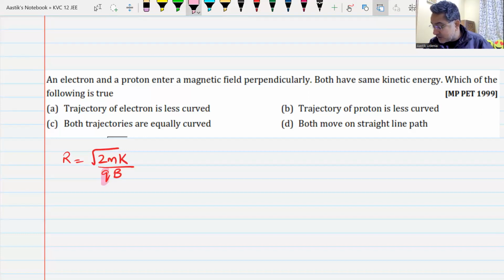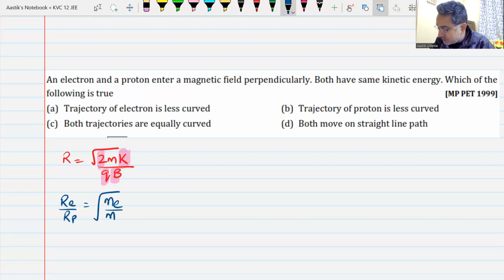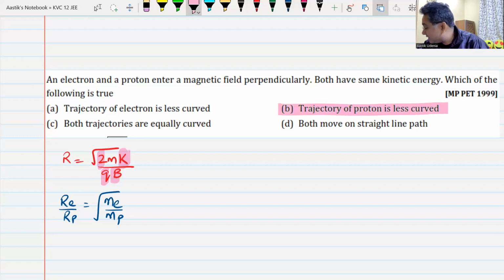Electron and proton both have the same charge. Magnetic field is the same. Kinetic energy is the same. 2 is the same. So radius is directly proportional. So the radius of electron divided by the radius of proton will be root over the mass of electron divided by the mass of proton. And you must understand that the mass of electron is very less compared to the mass of the proton. So the radius of the proton will be more. Radius of the proton is more. That means its trajectory is less curved. Do we understand this? Yes, no, yes.